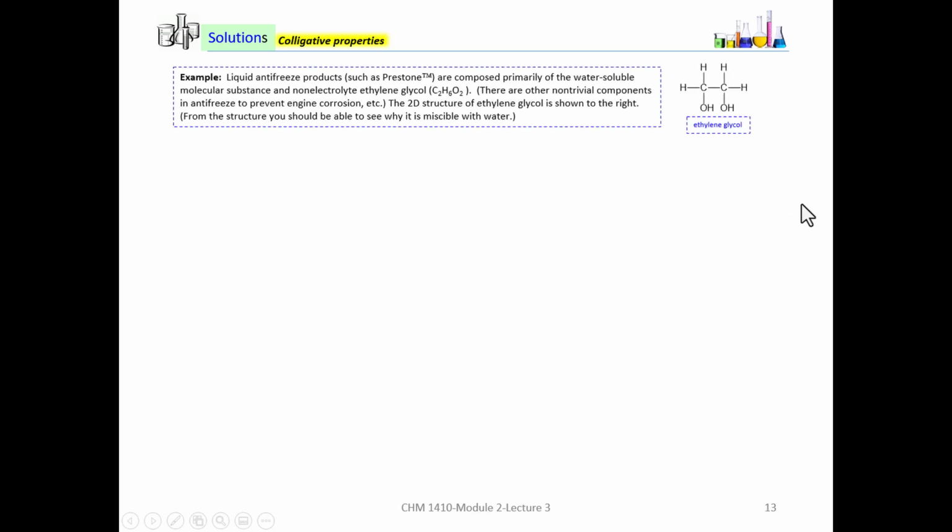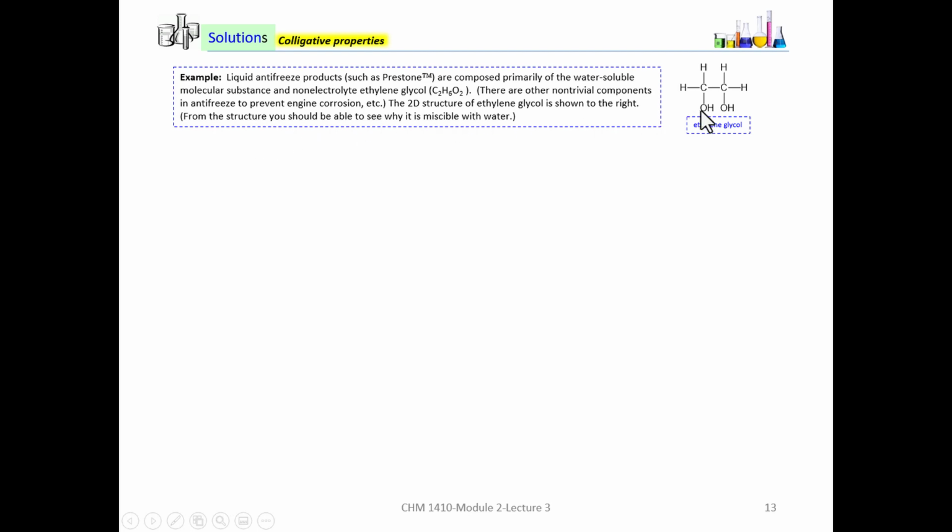Now, as promised, let's look at a couple of example questions. The first involves antifreeze. Liquid antifreeze products, one would be the commercial product Prestone, are composed primarily of the water-soluble molecular substance and non-electrolyte ethylene glycol. So here's a Lewis structure of ethylene glycol. I left off the lone pairs on the oxygen. There are other non-trivial components in antifreeze to prevent engine corrosion, etc.